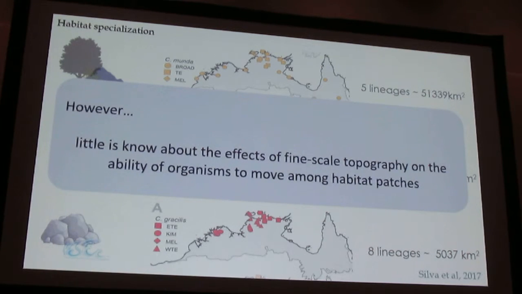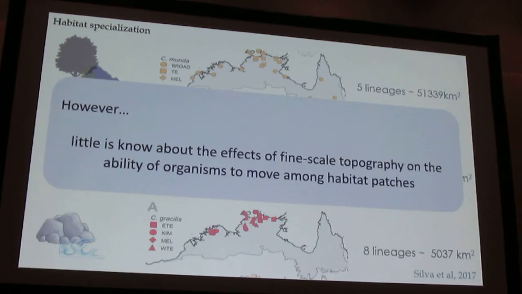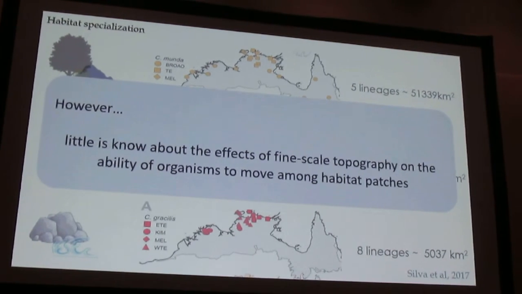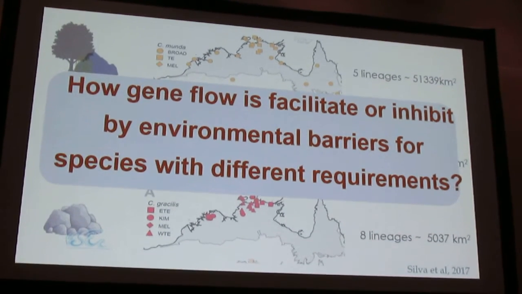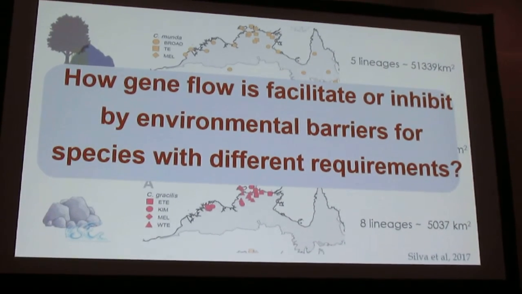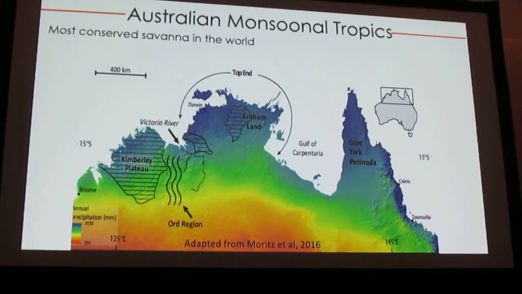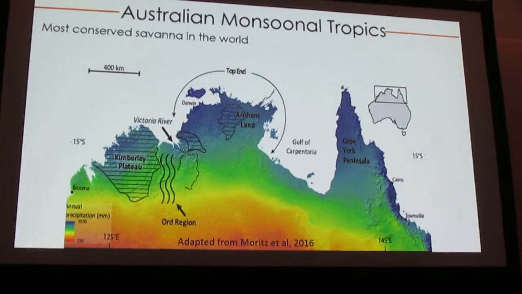However, we have this picture at the macro scale, but little is known about the effects of the fine scale topography on the abilities of the organisms to move among habitat patches. That can make us ask things like how gene flow is facilitated or inhibited by environmental barriers for species with different requirements. This is true for highly heterogeneous environments such as the one in the Australian Monsoonal Tropics.